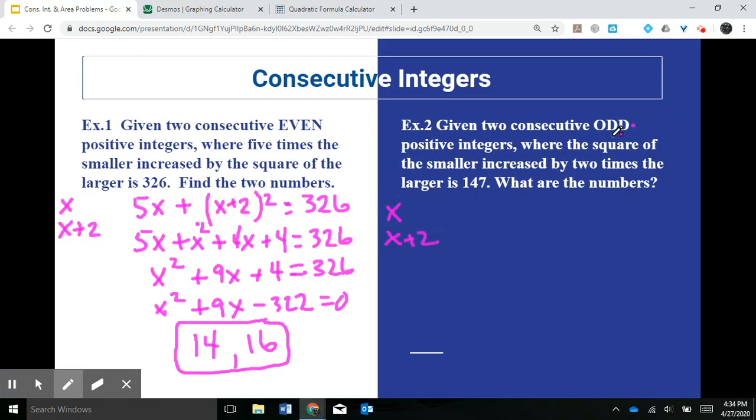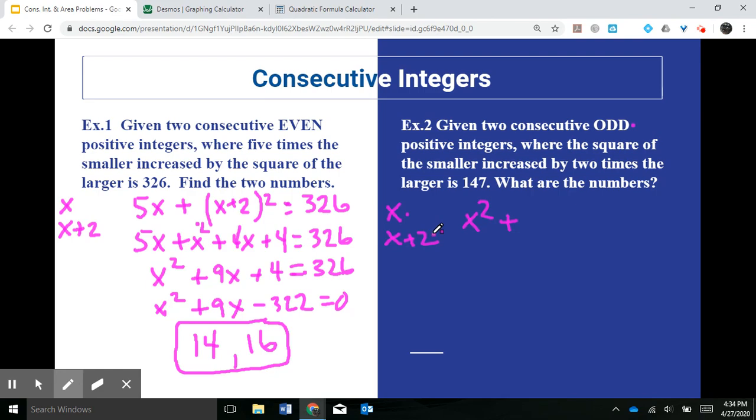All right, now I'm just going to translate. It says where the square of the smaller number. Well, this is my smaller number, so I'm going to square it. Increase by plus. I'm just translating. If that said decrease, I'd put minus. If it said less than, I'd put minus. But it said increased.